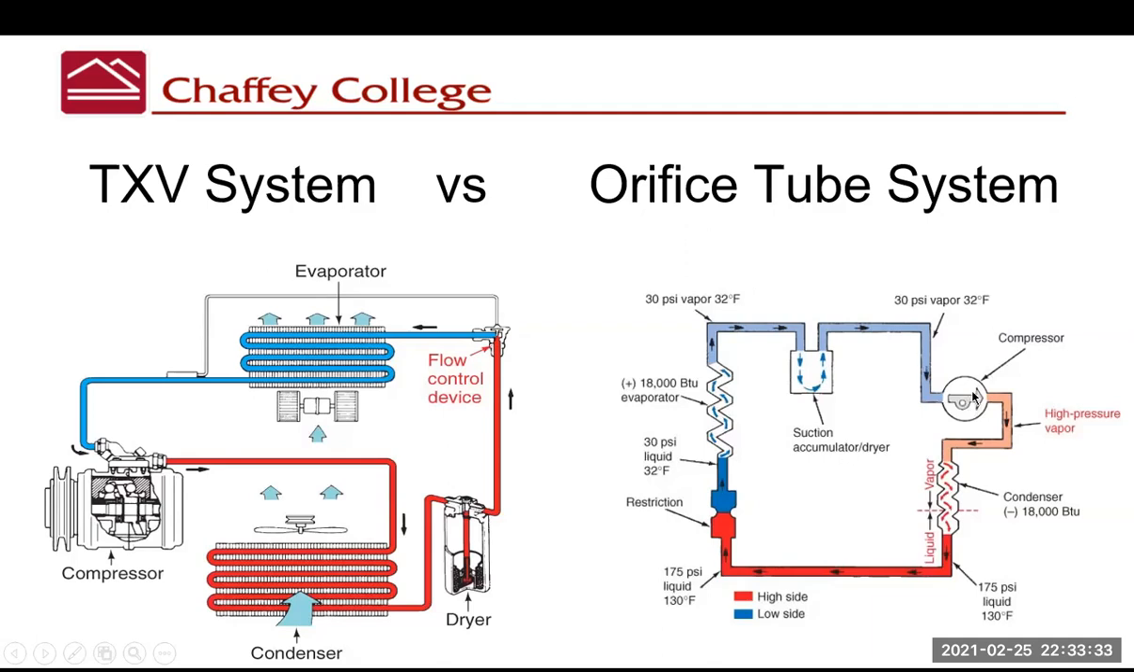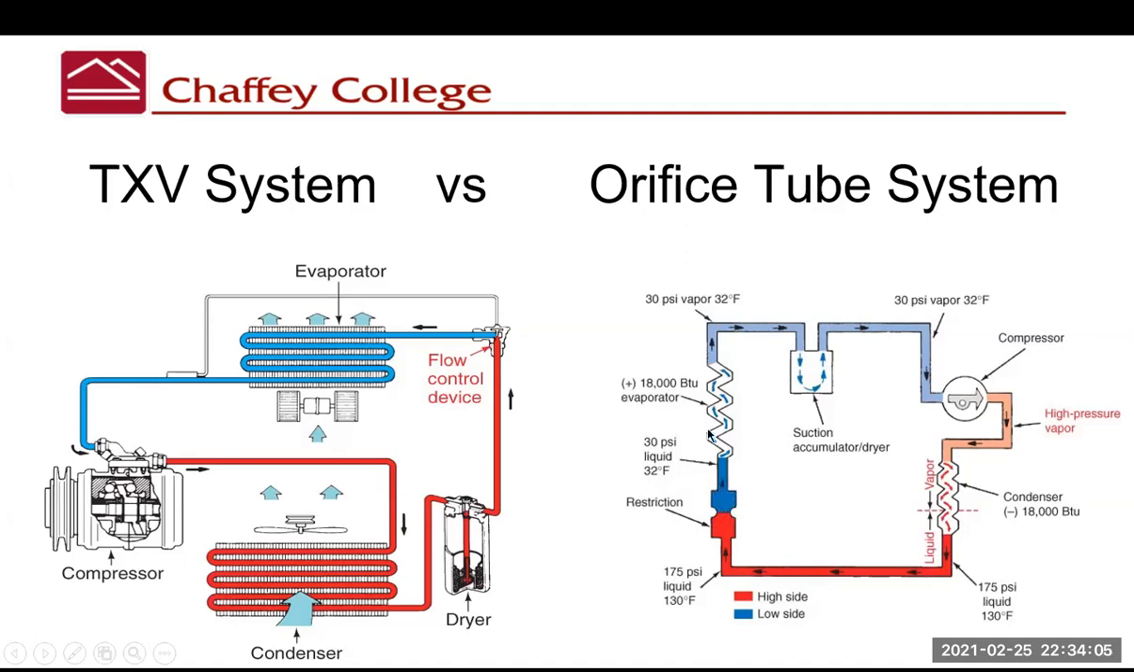In an orifice tube system, we have our compressor, and it's pushing around the system, and it goes into the condenser. Well, that's the same as this, compressor to condenser. Out of the condenser, we have this liquid going over to the restriction device. Well, the restriction device is what we call an orifice tube, and we'll talk about that when we look at all the individual components. The orifice tube restricts the refrigerant, causes it to go down to a low pressure liquid.